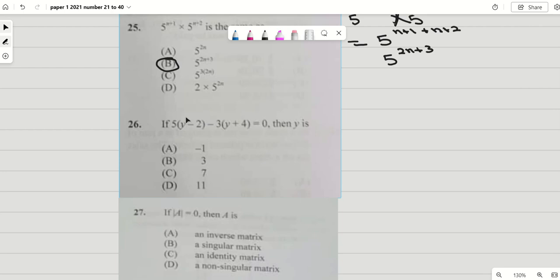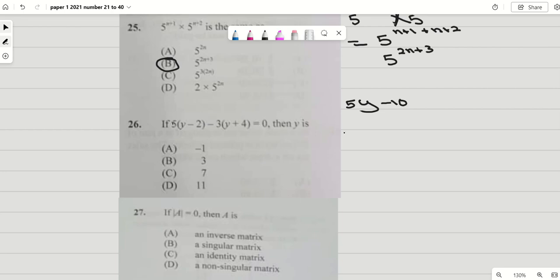Right, this question: if 5 by x minus 2 minus 3 by x plus 4 is equal to 0, then what is y? Now, guys, if you have the options here, you can put them in the answer and solve until it gets 0, or solve for y. I'm going to solve for y by multiplying 5 by everything in the bracket here. It's going to be 5y, and then 5 by minus 2 is minus 10.